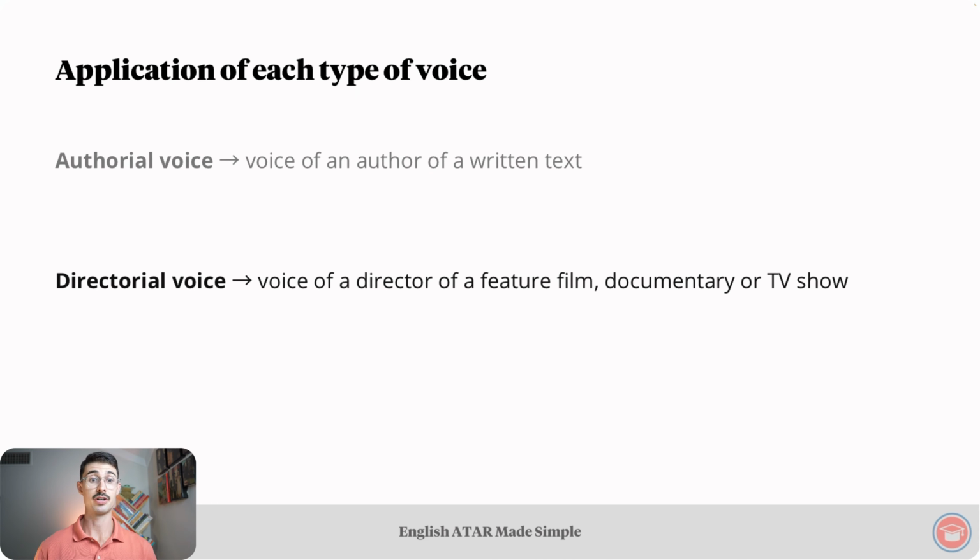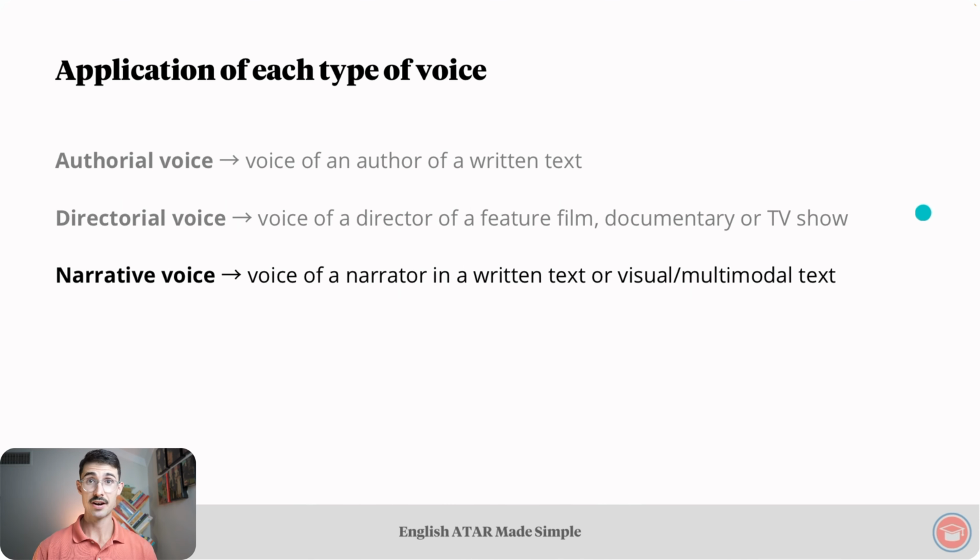We should use the term directorial voice in an assessment to refer to the voice of a director of a feature film, documentary, or TV show. And we should use the term narrative voice to refer to the voice of a narrator in a written or multimodal or visual text.